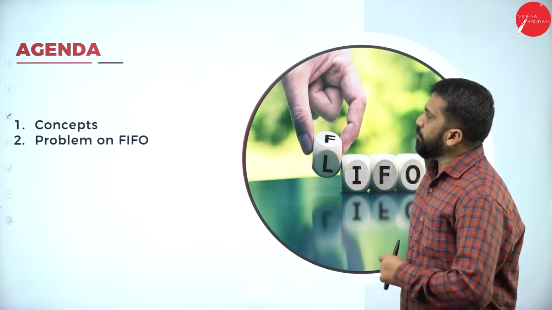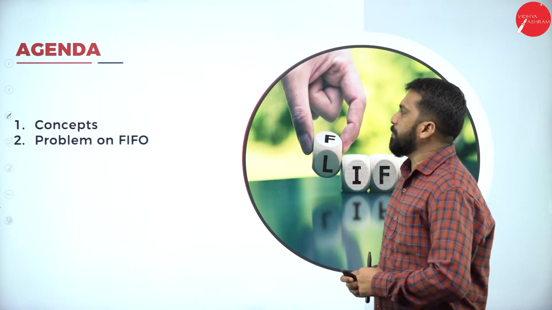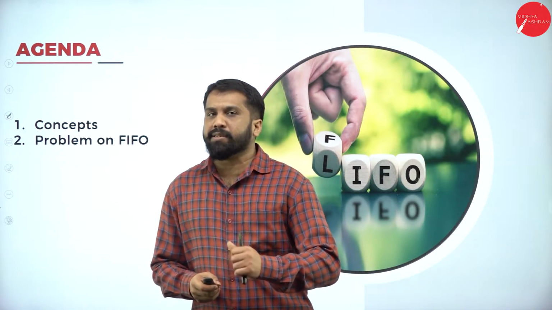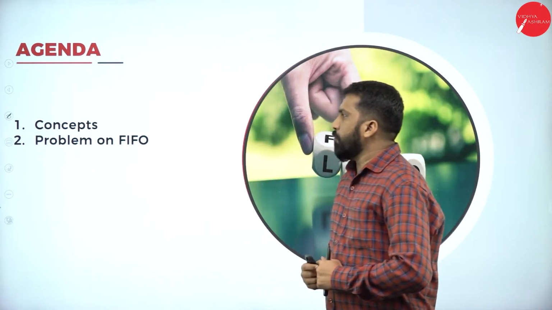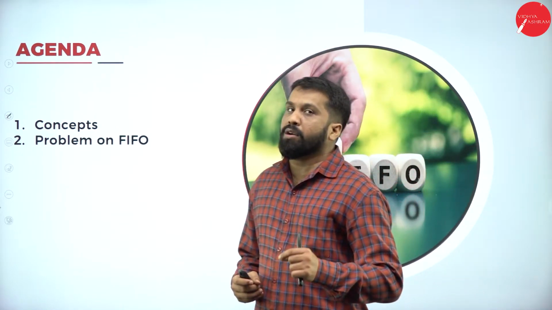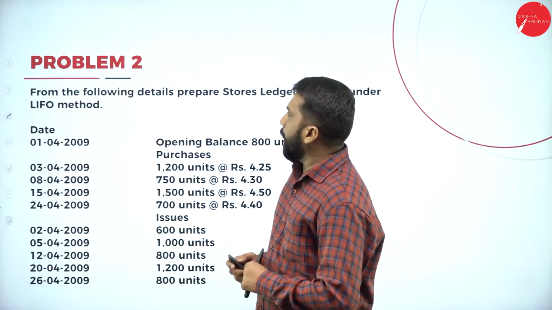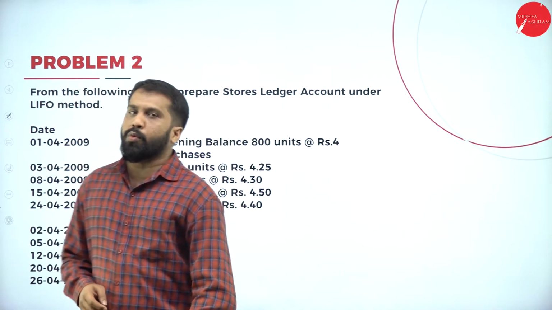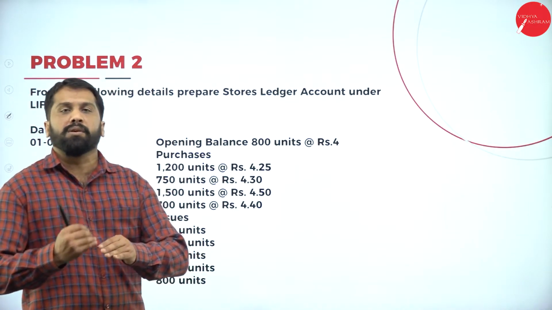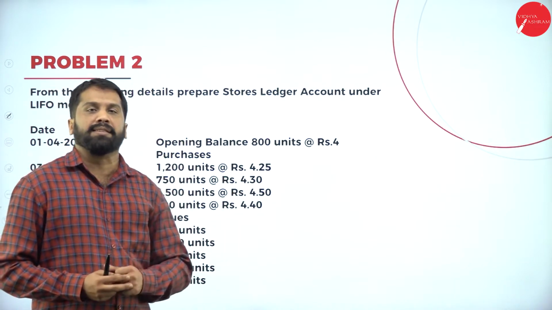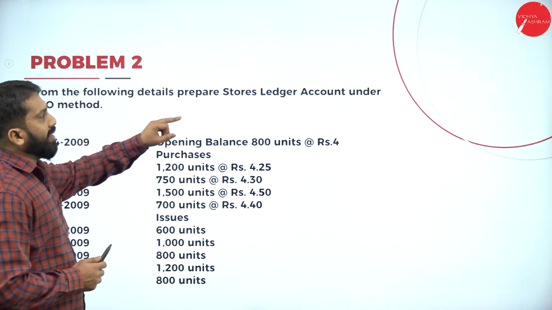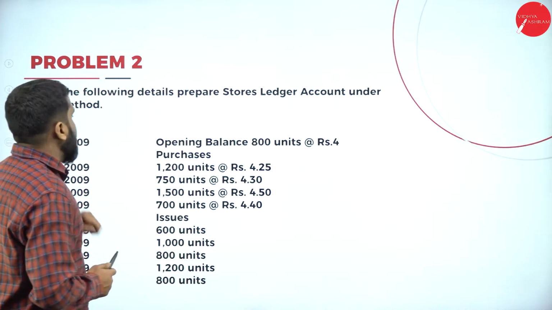So the agenda for your class is very simple. First will be concept; along with problem we will discuss the concept also, and we will go for problems on FIFO. Again I'll repeat, problems on FIFO. Now, this is your problem number 2. We are done with problem 1 and we are doing problem number 2. We'll go slowly so that you understand this. Now, from the following details, prepare store ledger account under LIFO method.